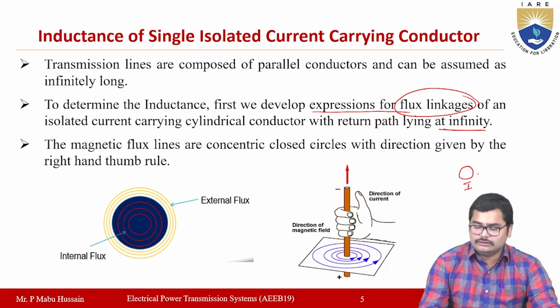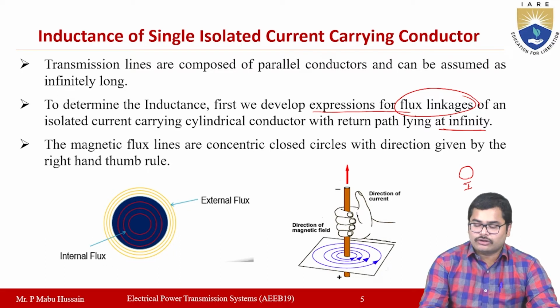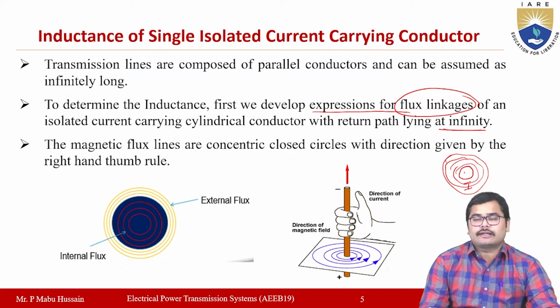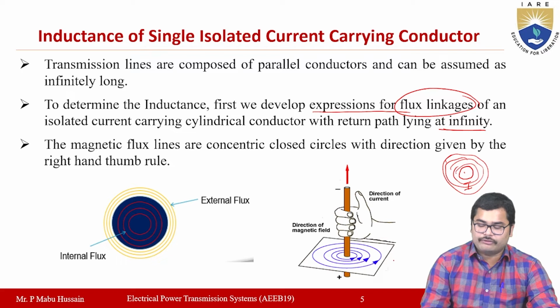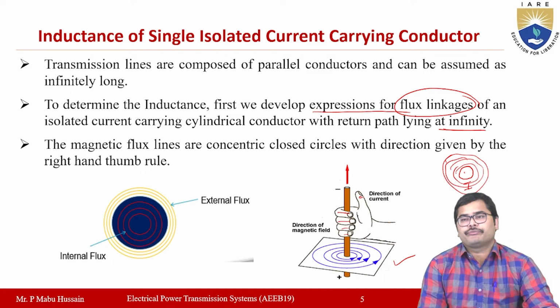Whenever this conductor carries the current, according to fundamentals of magnetism, the current carrying conductor will produce magnetic flux. So around this conductor which is carrying the current, you will have the magnetic flux, and the direction of magnetic flux will be given by the right hand thumb rule. If you see the second figure here, if you hold your current carrying conductor in your right hand, the curled fingers will represent the direction of the magnetic field if the thumb is the direction of your current.